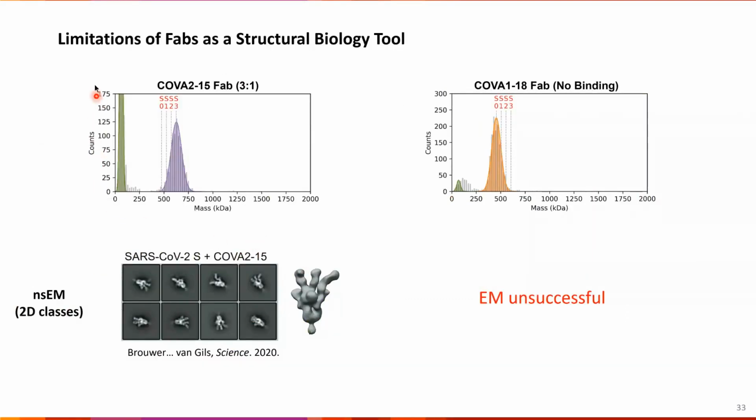So to accent this point, we note that for 215, structural biologists were actually able to get the EM structures of this Fab, and you typically see 3 Fabs bound to one spike, which is consistent with our results. Or actually for 118, the EM work was unsuccessful, likely because you don't see any binding with the Fab.